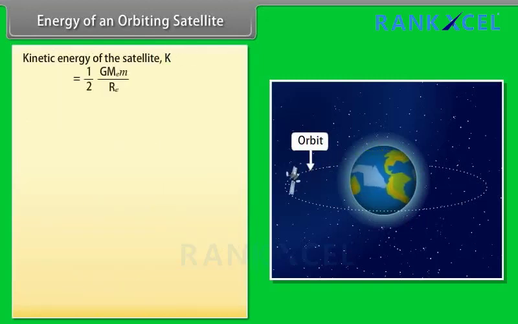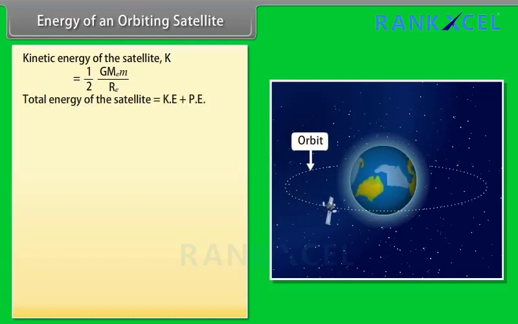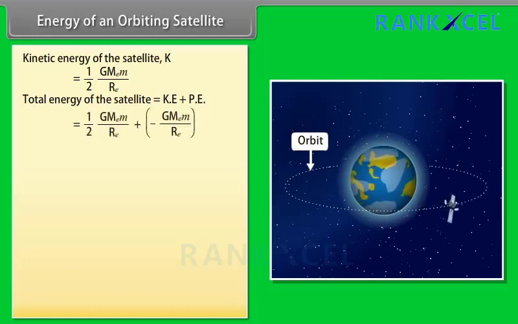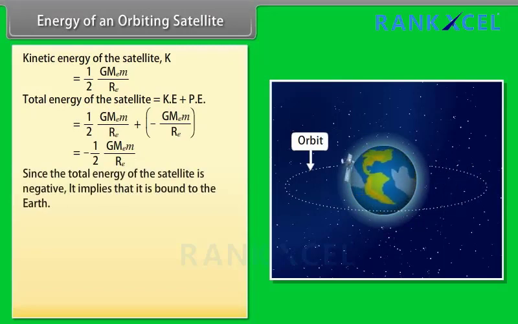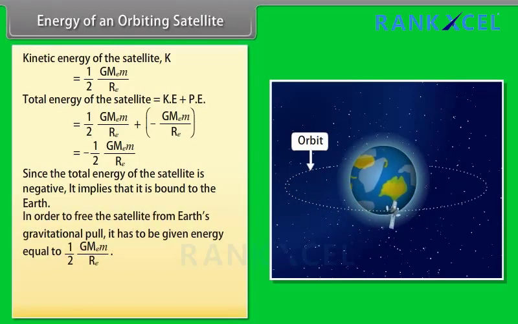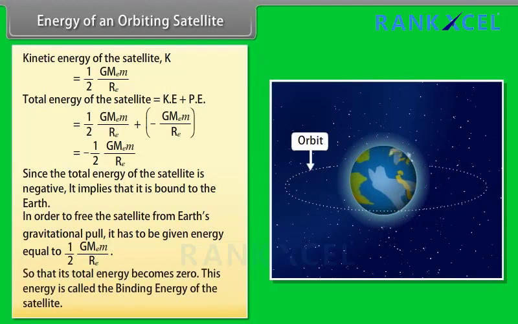Kinetic energy of the satellite K. Total energy of the satellite is equal to kinetic energy plus potential energy. On calculating, we get total energy is equal to minus 1 by 2 G M E m divided by R E. Since the total energy of the satellite is negative, it implies that it is bound to the Earth. In order to free the satellite from Earth's gravitational pull, it has to be given energy equal to 1 by 2 G M E m divided by R E, so that its total energy becomes 0. This energy is called the binding energy of the satellite.